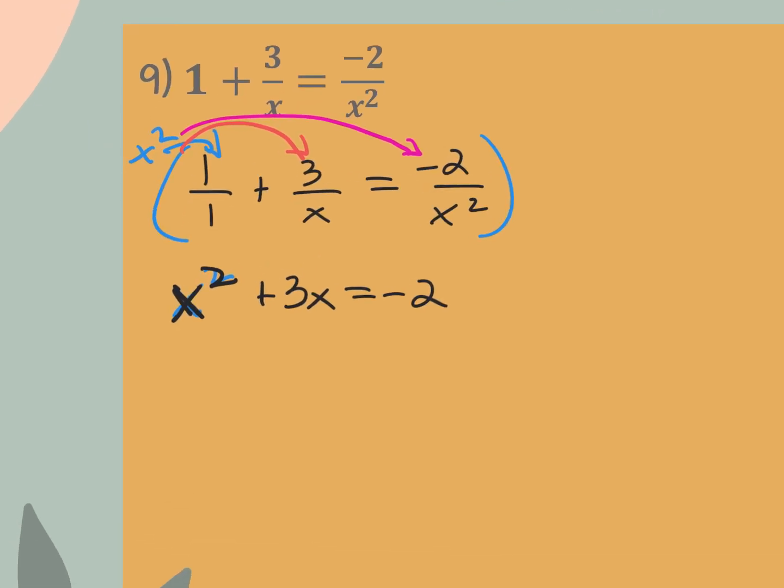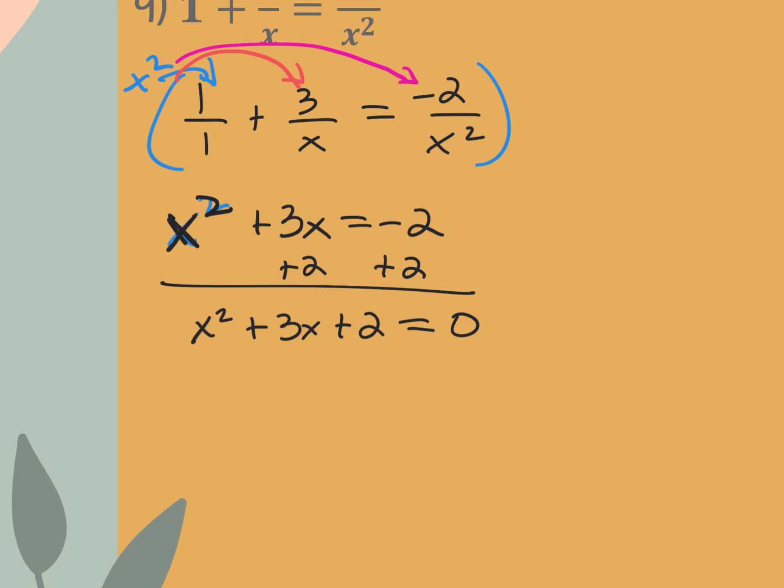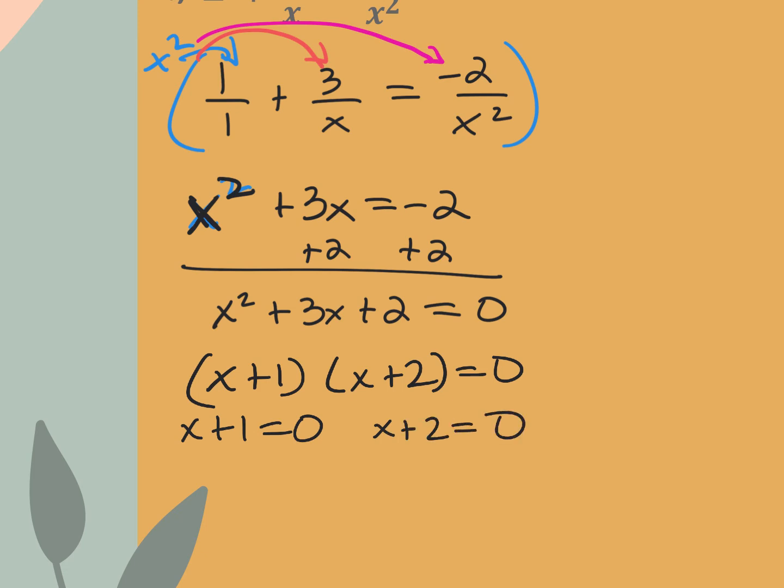I need to put this in standard form so I can factor it. So I'm going to add the 2. X squared plus 3x plus 2 equals 0. Factors of 2 that give me 3 are going to be 2 and 1. Set each factor equal to 0. Subtract the 1. X equals negative 1. And x equals negative 2. 2 solutions.